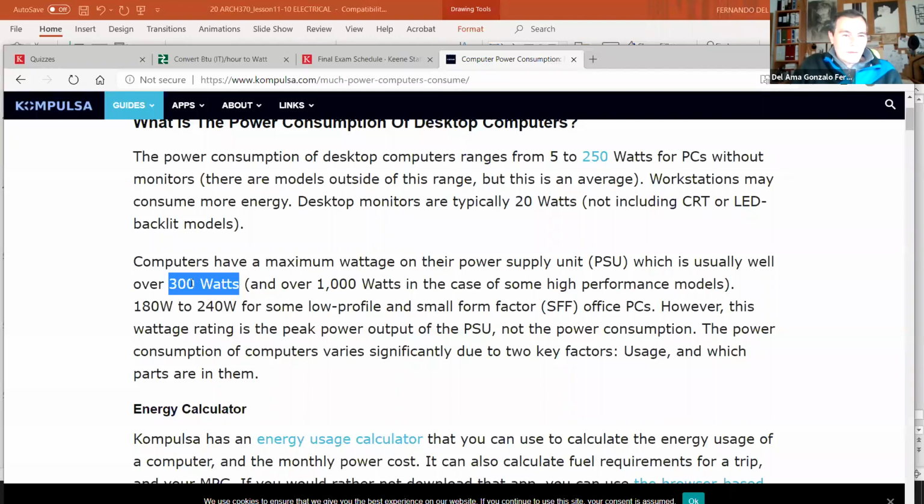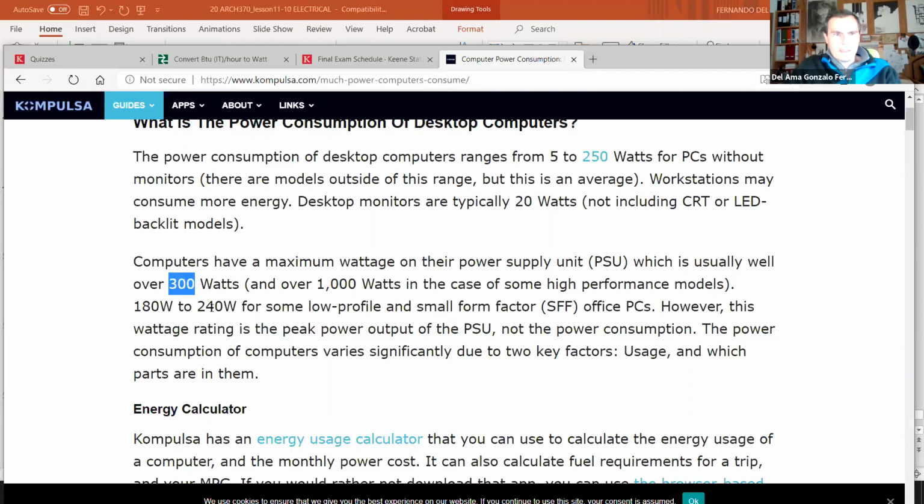Then we need to know how many computers we have in that room, multiply times this, and this is the size of our load. If we need one phase, or two phases, or three phases, then we need to calculate that. But those numbers are in the specifications of the equipment that we need.